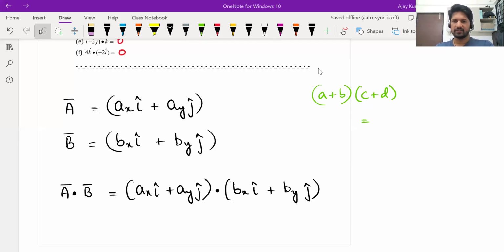Yusuf, how do you evaluate a plus b into c plus d? You unmuted, but I don't hear anything from you. Okay, you can type your answer. Aishwarya, how do you evaluate a plus b into c plus d?